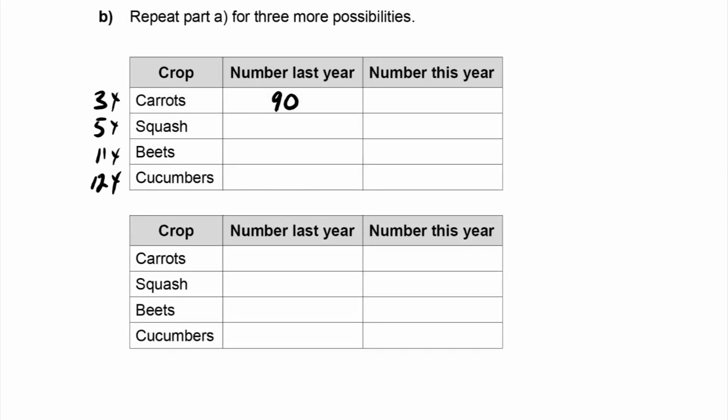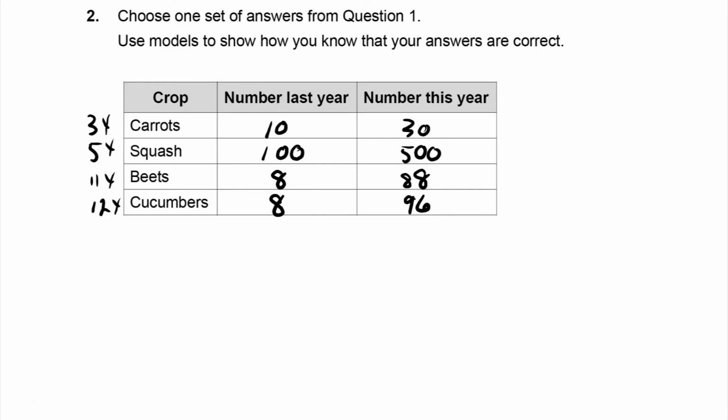We'll repeat the process again. This time we'll choose some different numbers: 90, 40, 100, and 70. So 3 times 90, 270. 5 times 40 is 200. 11 times 100 is 1100. And 12 times 70 is 840.